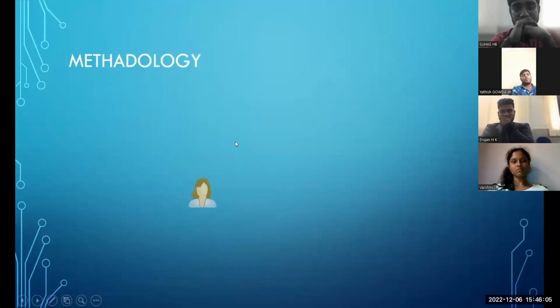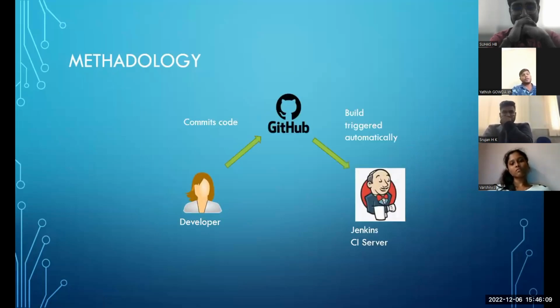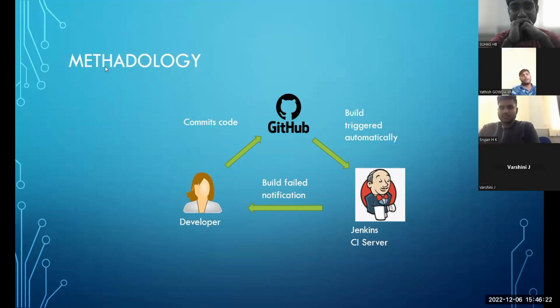Methodology. The developer builds the code and pushes it to the GitHub account, commits the code, and then the build triggers automatically in the Jenkins CI server. If it fails in the Jenkins server, a build failure notification goes to the developer.